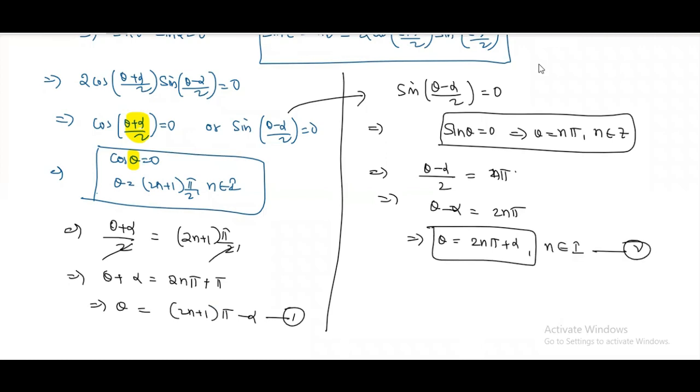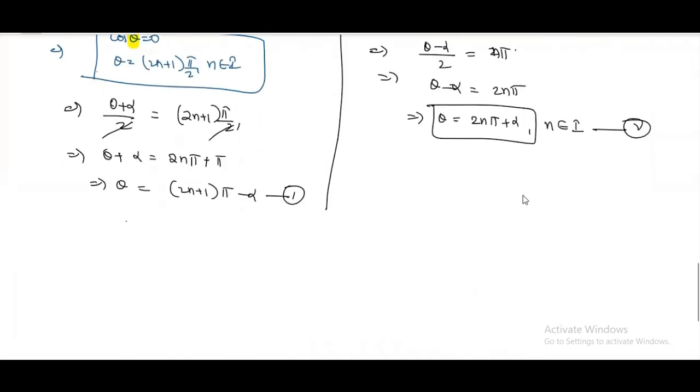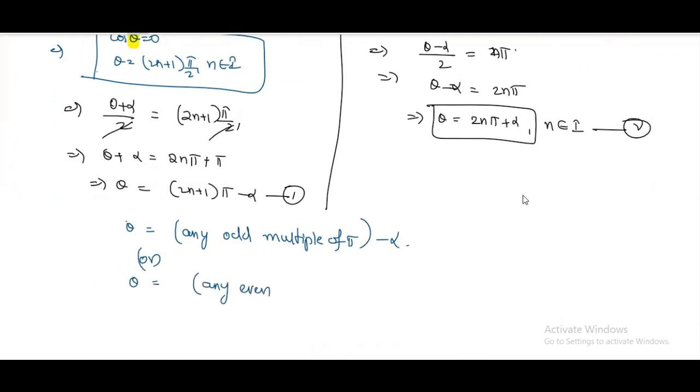So let it be equation 2. If you observe equation 1 and equation 2, in equation 1 we got any odd multiple of pi minus alpha, and in the second one we got any even multiple of pi plus alpha. So from these two, we can take it as n pi plus minus 1 whole power n alpha, where n belongs to integers.